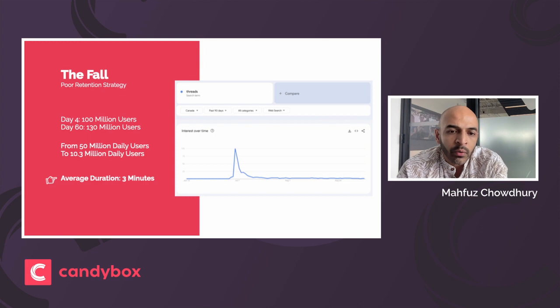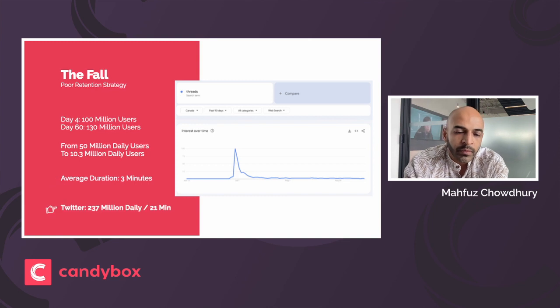And in case you're wondering what that looks like in this battle between Twitter and Threads, here's what Twitter looks like. When Threads is generating 10.3 million daily users, Twitter is generating an astounding 237 million daily users. And while Threads is having users on for about 3 minutes, Twitter is 7 times more activity, with the average user spending about 21 minutes.